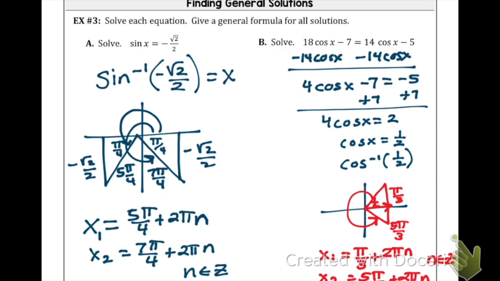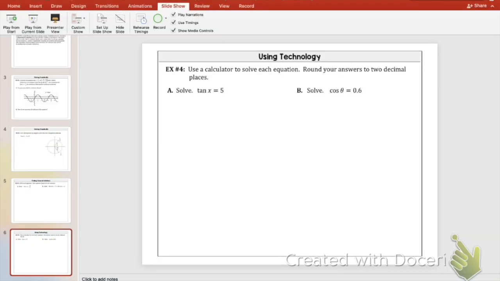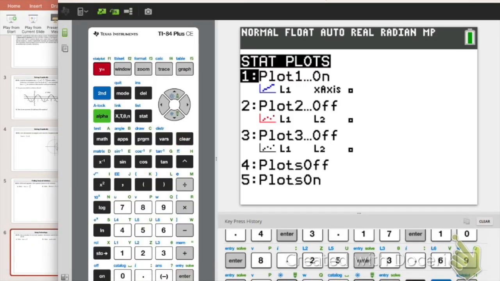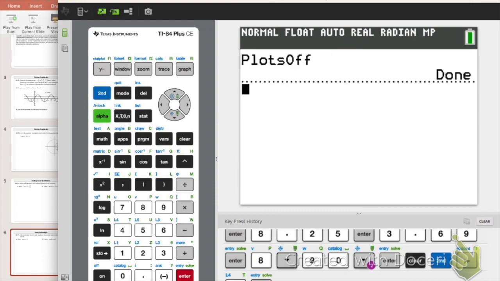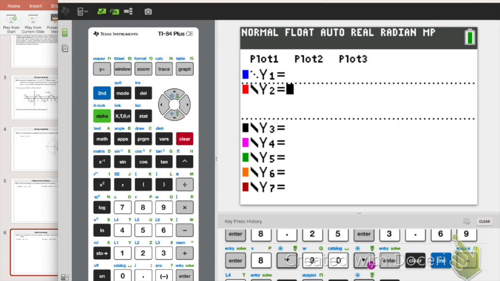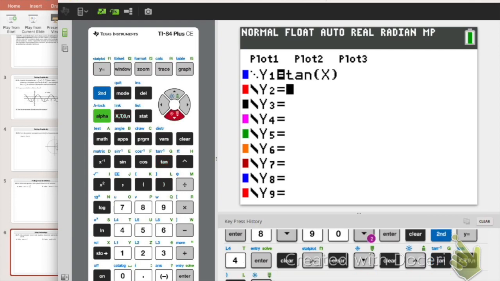Okay, get out your calculators for example 4. In example 4, we want to use a calculator to solve the equation and round our answer. We are going to figure out where our tangent function equals 5. Pulling out your calculator, we're going to graph. Let me make sure my stat plots are all off, which they are not. Okay, so y equals, oops, we got some stuff in here. We want to see where tangent x equals 5.